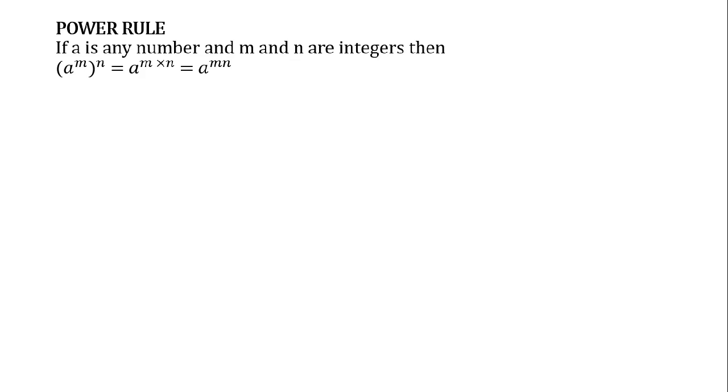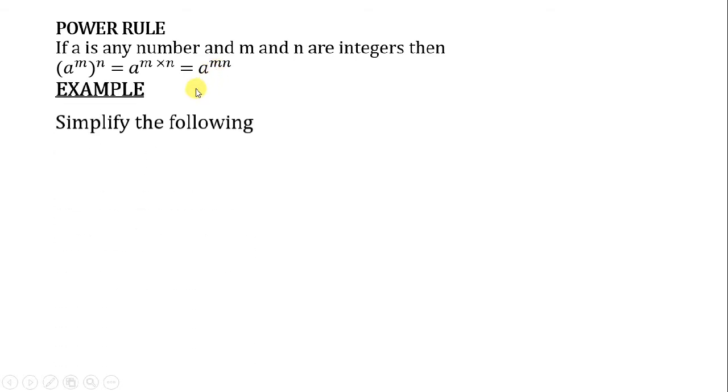So when you are given a power and a power, that is known as an index of an index. What are you supposed to do? Multiply the powers. We'll get rid of these brackets by multiplying m times n, which will give us a to the power mn. Let's look at an example.